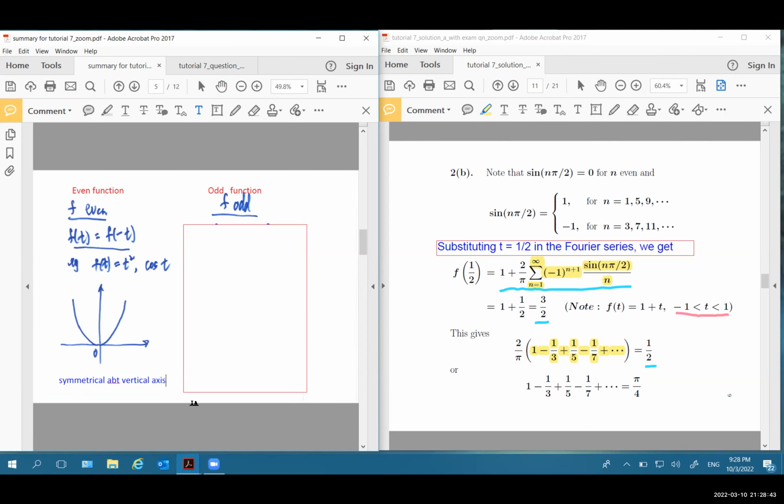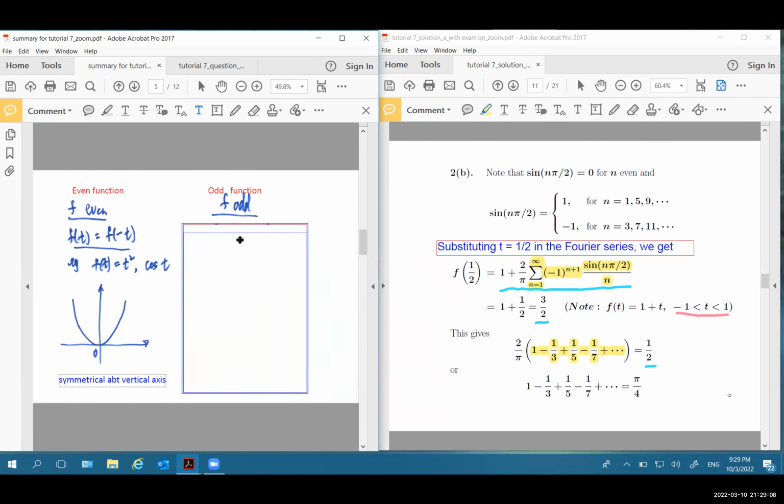All right, so because of this, it is very easy to know. That means you need not go and prove this. You can actually see from the graph, at one look, that this function is even, because it's symmetrical about the vertical axis. Right. Now, what about odd function?